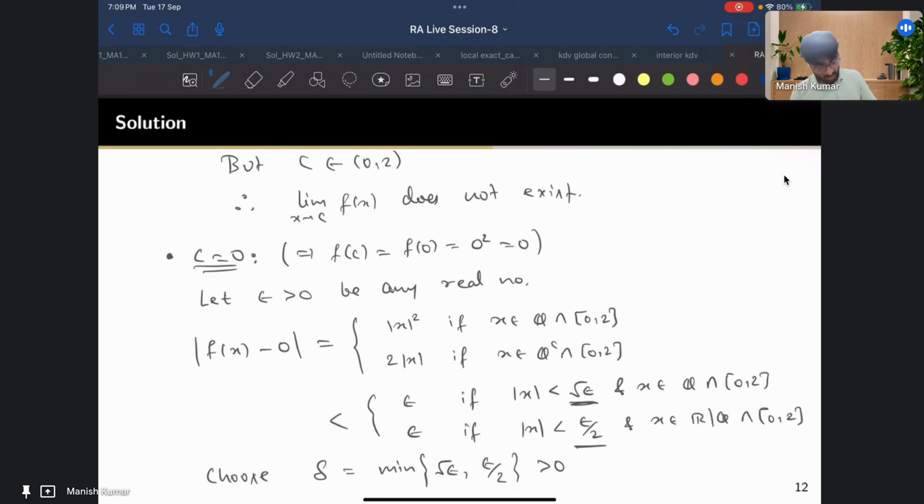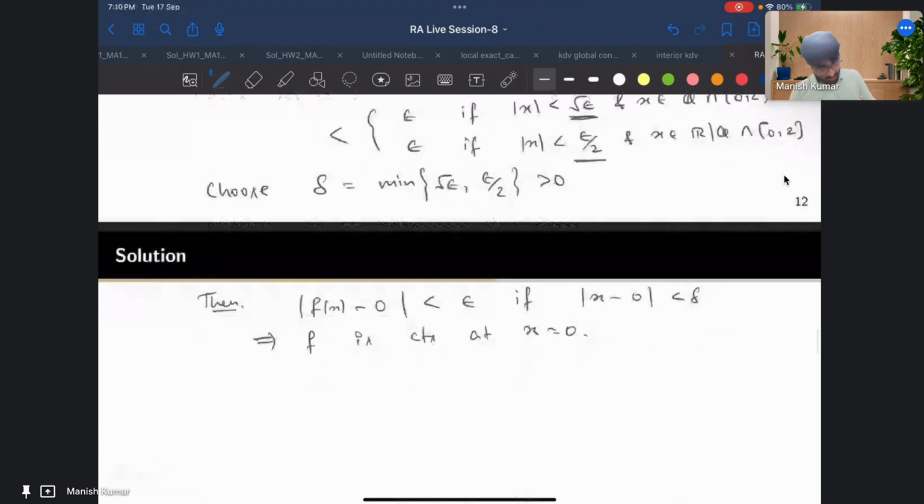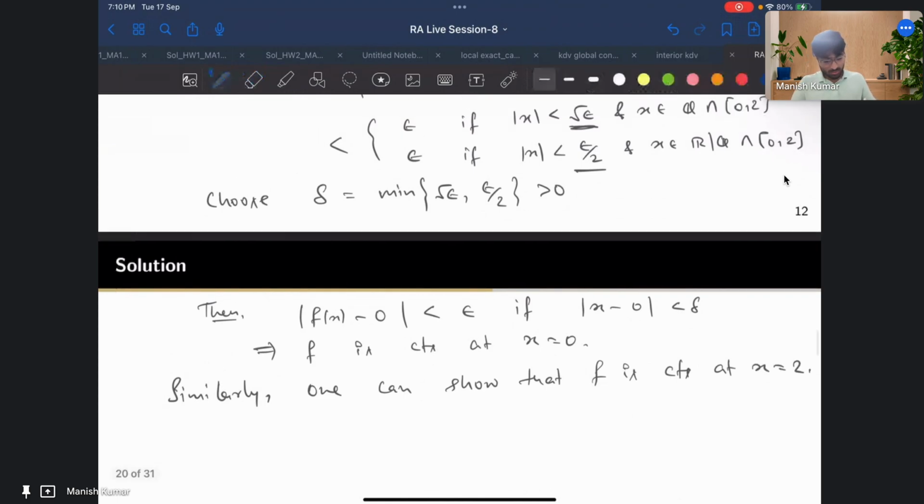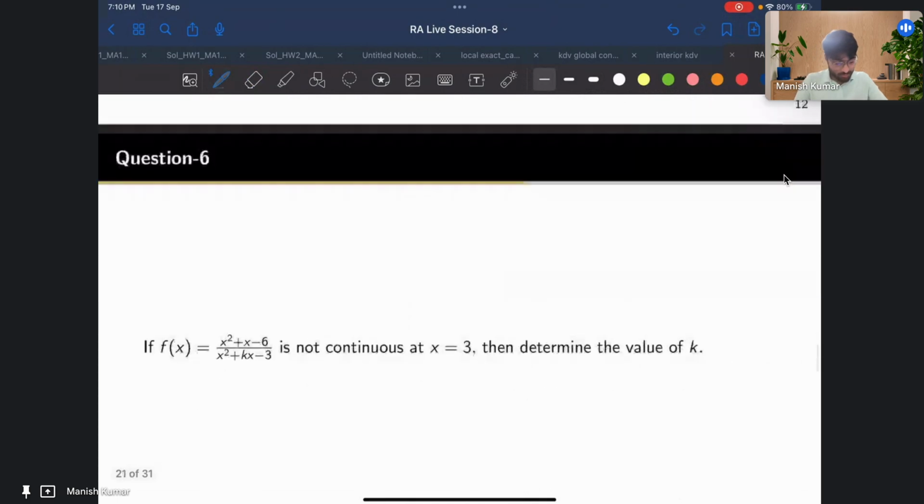I'll just write one line. Similarly, one can prove, one can show that f is continuous at x equal to 2. Okay, fine. Now let's go to the next problem.